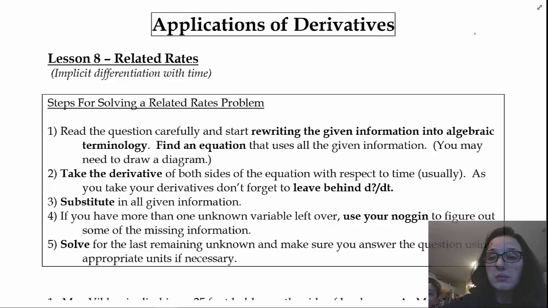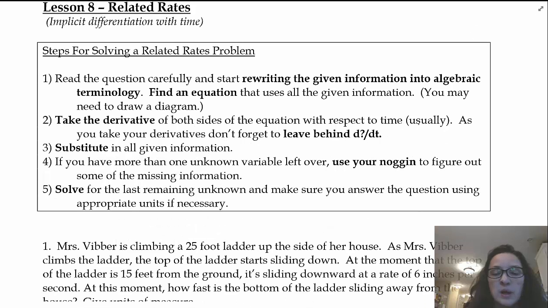Let's get back to some mathematics. All right, so we're going to talk about related rates. In class, we didn't really go through the steps, so I want to start there. When we have a related rates problem, we're going to follow some very significant steps. Step one is obviously read the question, because if you don't read the question, you're not going to know what's going on. And then often what we want to do is rewrite the given information into some algebraic terminology, or maybe draw a diagram that helps us put the information somewhere in a visually appealing context.